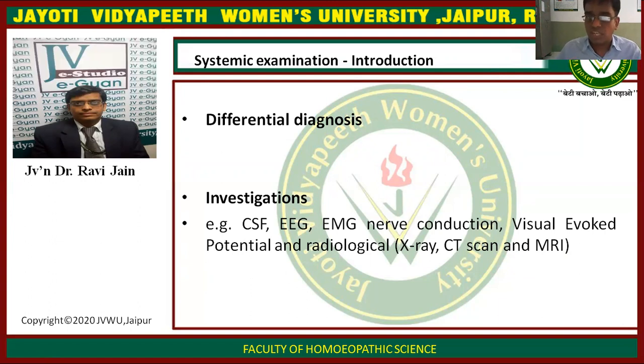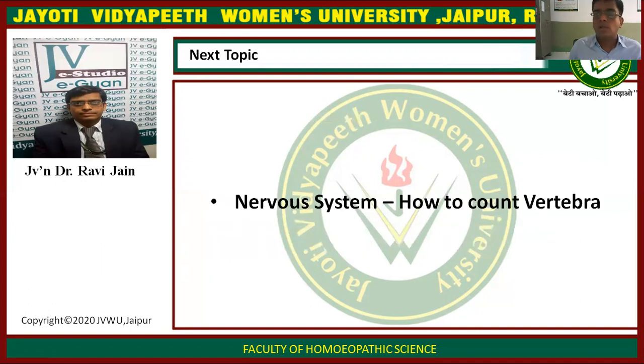Then we have to do the investigations. There are different kinds of investigations that are advised in case of neurological disorders. Investigations like CSF, EEG, electroencephalography, EMG, nerve conduction study, visually evoked potential and radiological tests. We have to check for the X-rays, CT scan, and MRI. So this was all about the general examination in case of nervous system, patient of nervous disorder.